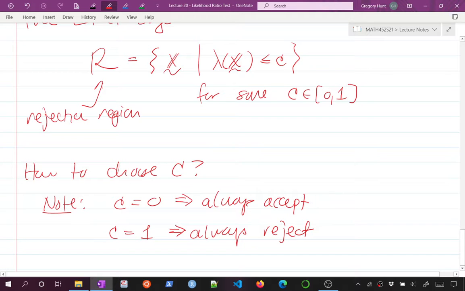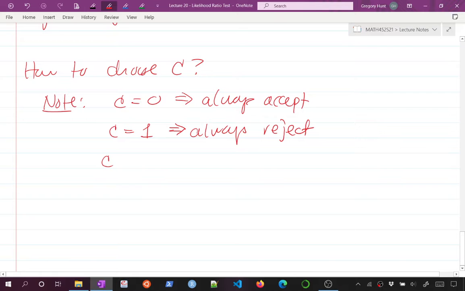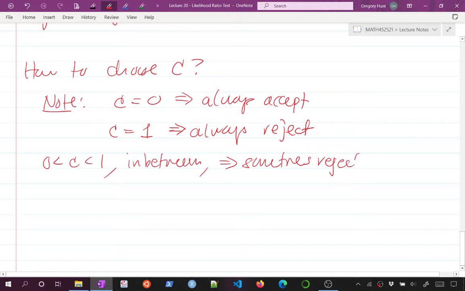And so we're always going to reject. There is no good enough value of lambda that we're not going to reject. And if C is in between, so let's say C is neither 0 nor 1, then sometimes we reject or accept. So we're going to get something more reasonable in between, right? The 0 and 1 are kind of edge cases that aren't reasonable. Really, you want to pick some C between 0 and 1. So some of the time you're going to reject, some of the time you're not.